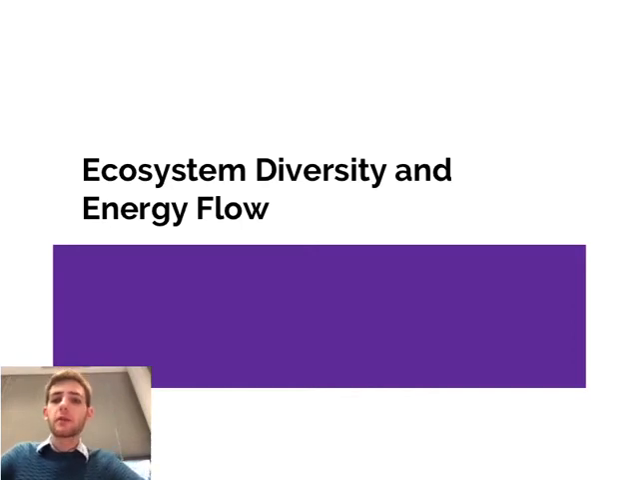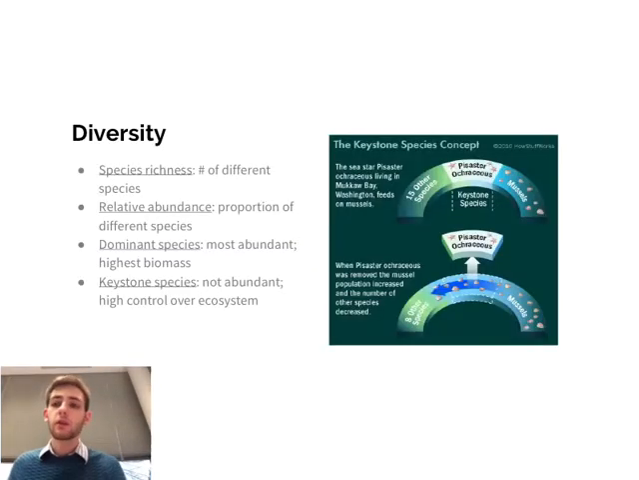Hey guys, in this video we're going to talk about ecosystem diversity and then talk about how energy flows through that ecosystem. So there are a couple of key terms we need to talk about when you are classifying or describing the diversity of an ecosystem. And the first is species richness.